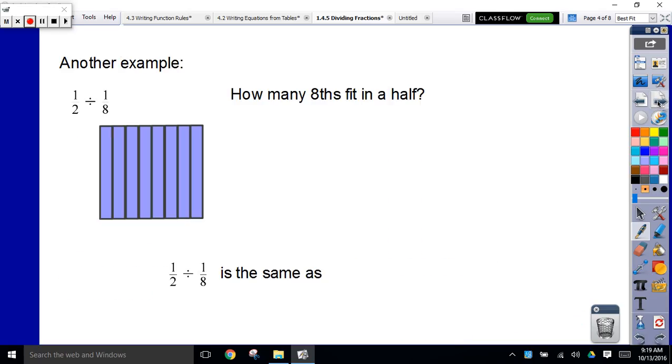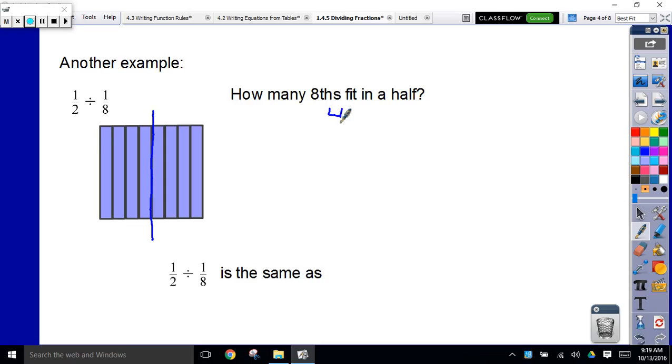Okay, here's another example. We have 1/2 divided by 1/8. So I have a large square. This square is divided into eighths. If I cut this in half, here's half of it. We're saying how many eighths fit in a half. So just looking up here, thinking half only being here, raise your hand if you can tell me how many eighths fit in a half. Jonathan? 4. 4 of them fit in a half.